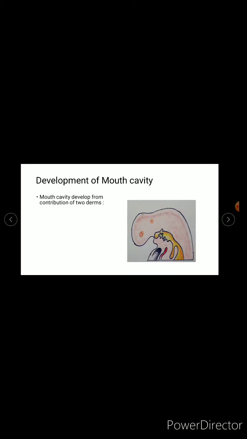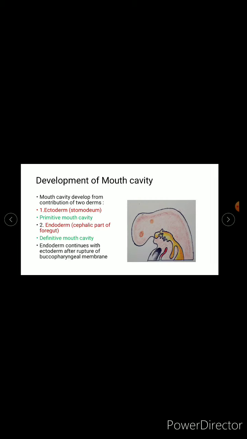The mouth cavity consists of two parts, primitive and definitive parts. Primitive mouth is derived from the ectodermal stomodium, whereas most of the definitive mouth is developed from the endoderm of the cephalic part of the foregut. So in this diagram you can see this is the stomodium which is lined by the ectoderm, and this is the cranial most part of the foregut lined by the endoderm, that forms the definitive mouth cavity.